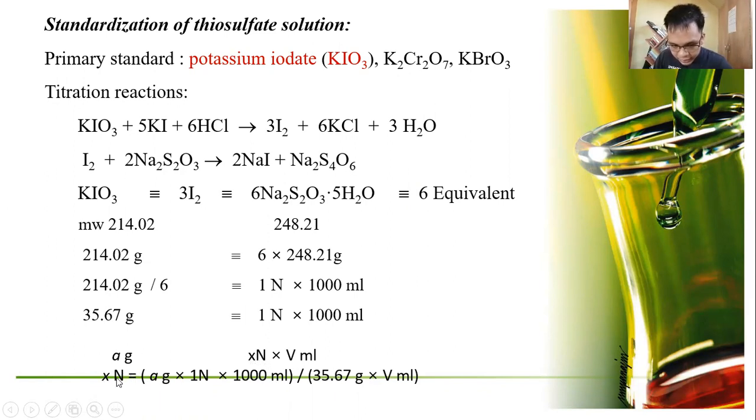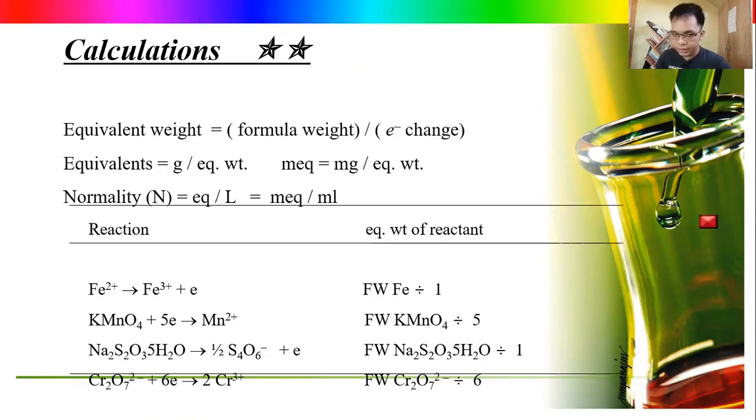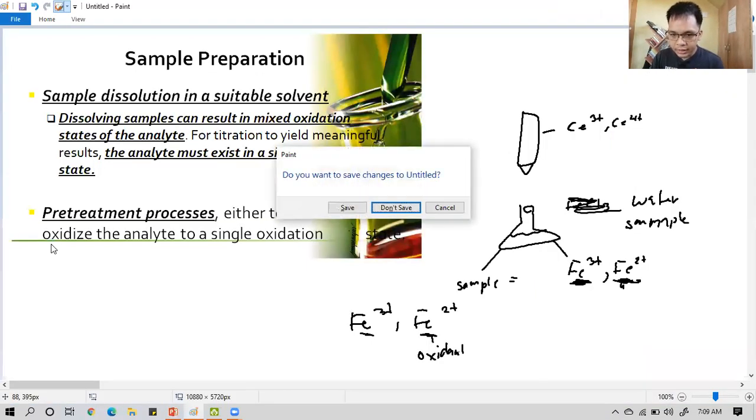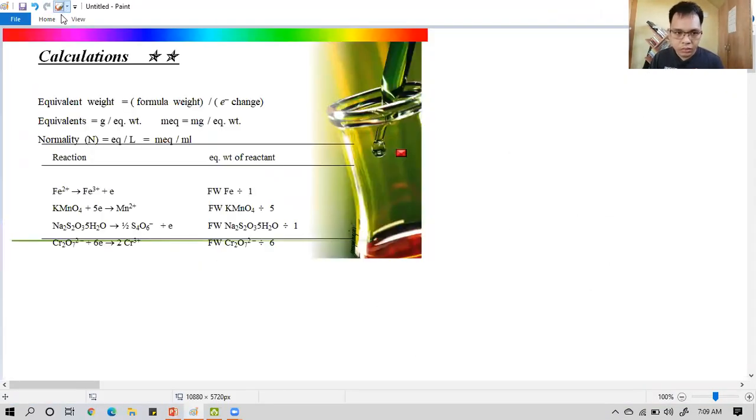Ito yung formula natin for the normality of our sodium thiosulfate. Ayan. So weight nung ating oxidant, and then normality, usually one normality, then liter, and then the molecular weight. In terms of milliliters. So those are the titration reactions. So the calculations here are here. Kung mapapansin niyo, the equivalent weight, ayan, when using the calculations, and kung mapapansin niyo, ang tinitingnan dito, as you can see from the divisor, ang tinitingnan niyo is yung number of electrons. Okay?